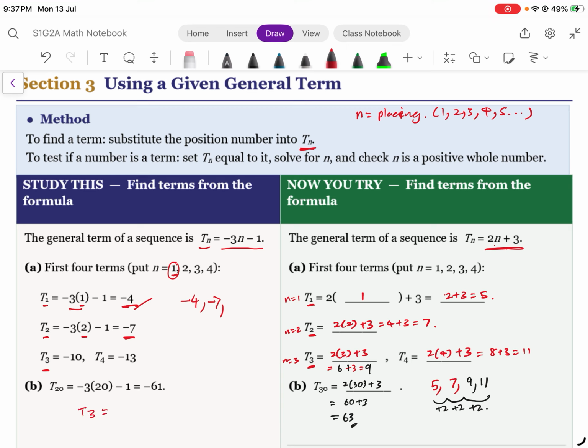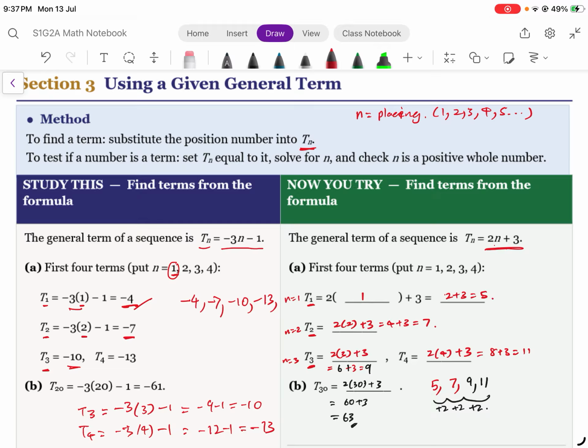T3 will be -3 times 3 minus 1. So from here, you get -9 minus 1 equals -10, as written here. Then T4, -3 times 4 minus 1, -12 minus 1, -13. So that's how you get your number pattern. You just sub the values of n into the equation and you will slowly get it one by one.